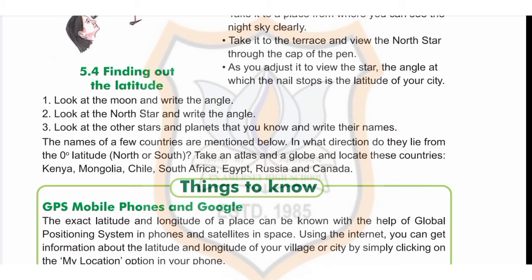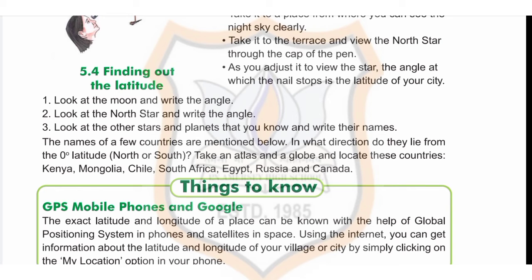Number 1, look at the moon and write the angle. Number 2, look at the North Star and write the angle. Number 3, look at the other stars and planets that you know and write their names.